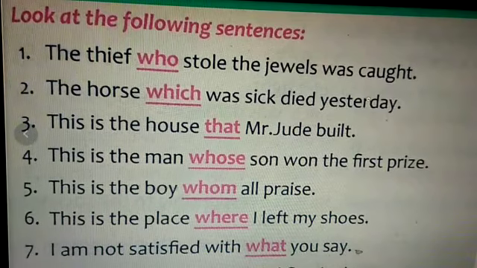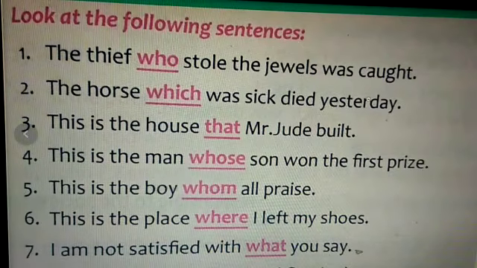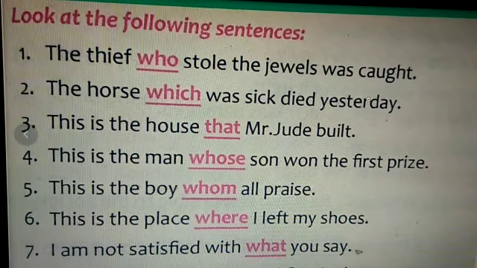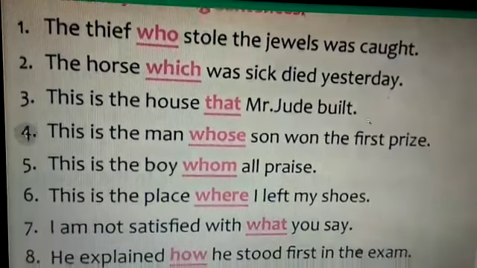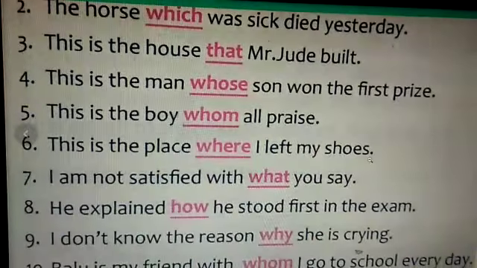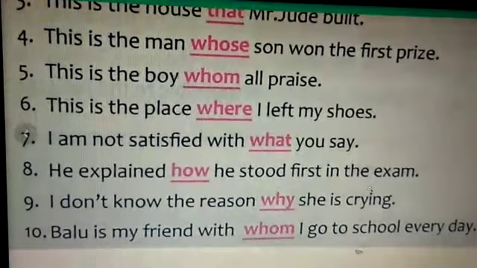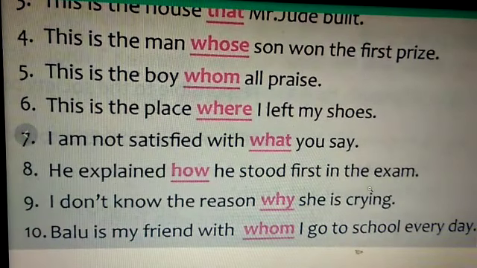Fourth one you see, this is the man whose son won the first prize. Whose. So, this also refers to the relative pronoun. Fifth one you see, this is the boy whom all praise. So, whom refers to the relative pronoun. Sixth one you see, this is the place where I left my shoes. So, for place we are using where.